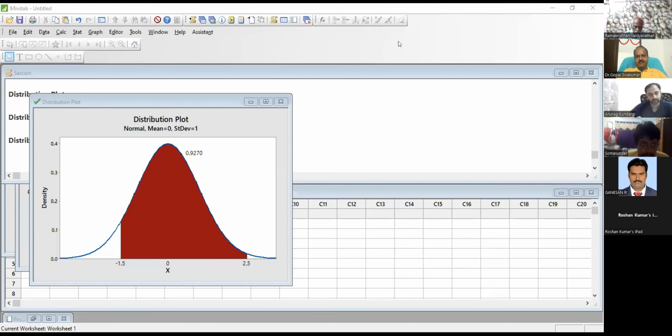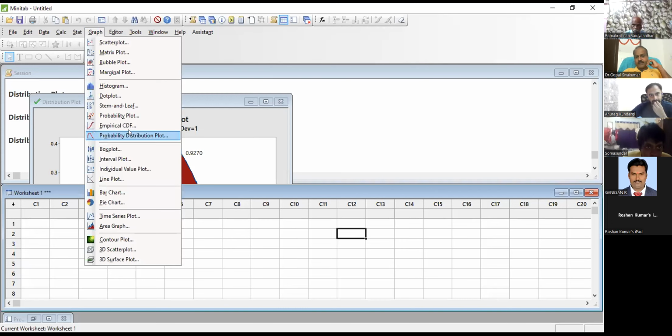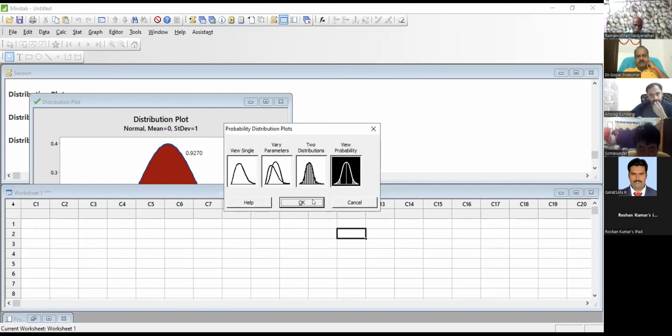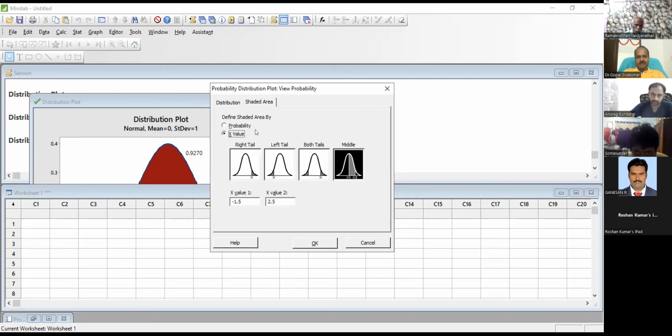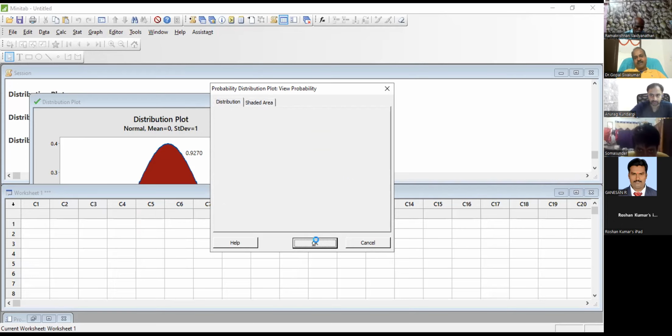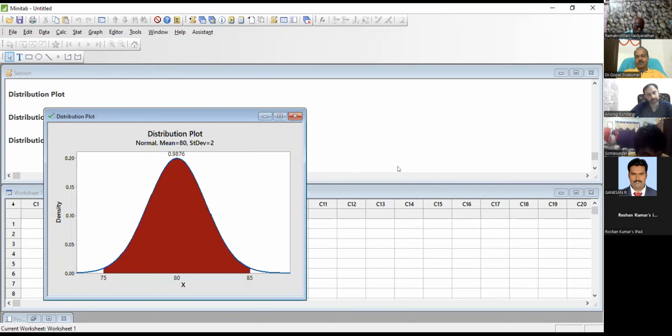Now I am again with the Minitab screen. Let me go to graph, probability distribution plot, view probability, normal. What is the mean value? 80. Standard deviation? 2. Shaded area, X value. What is the mark? 75, 85. I give OK. Now what is the probability for someone to score between 75 and 85? 98.76. How are you saying 98%? If the mean value is 80 and standard deviation is 2, 98% chance is there for a student to score between 75 and 85.